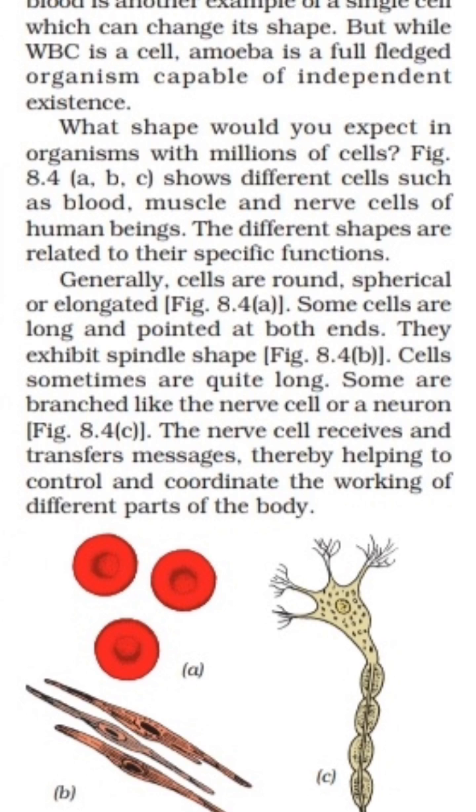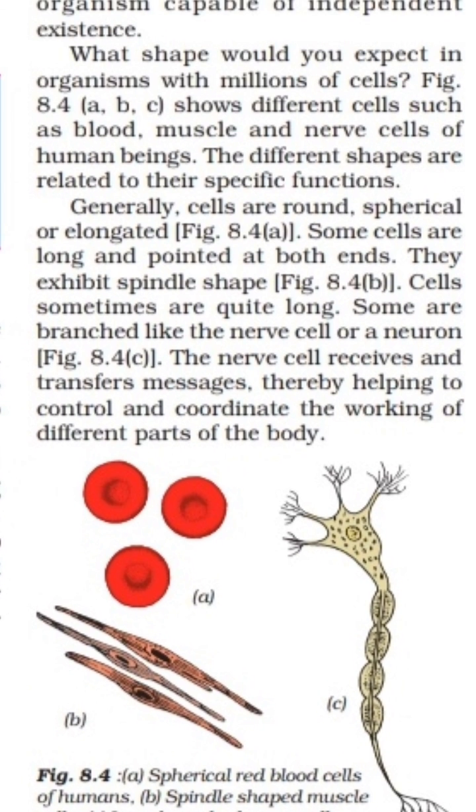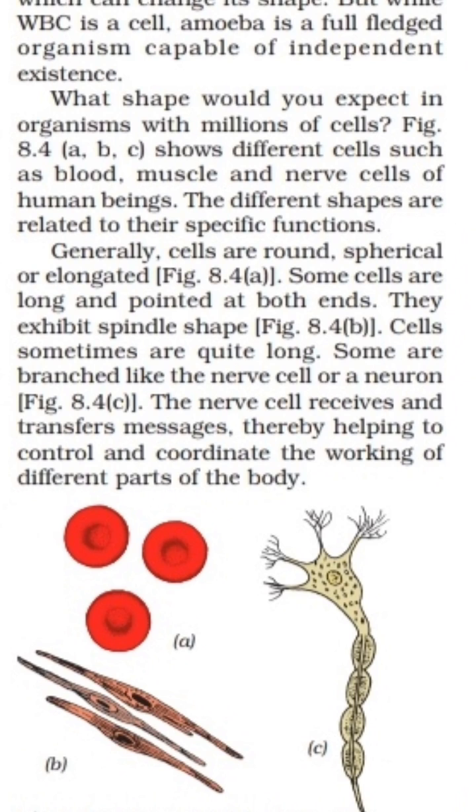Here some diagrams are given. The first diagram, figure 8.4a, shows spherical red blood cells of humans. Next, B, spindle shaped muscle cells, and C, long branched nerve cell. When you see the figure, you can understand that these three cells show a variety of shapes. They have different shapes because they are related to their specific function.